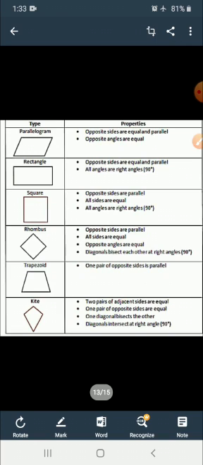Trapezoid, we can also call it a trapezium. It has only one condition, that is one pair of opposite sides is parallel. Kite: two pairs of adjacent sides are equal, one pair of opposite angles are equal. One diagonal bisects the other. Diagonals intersect at right angles.